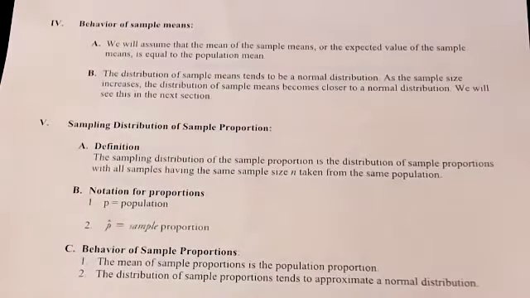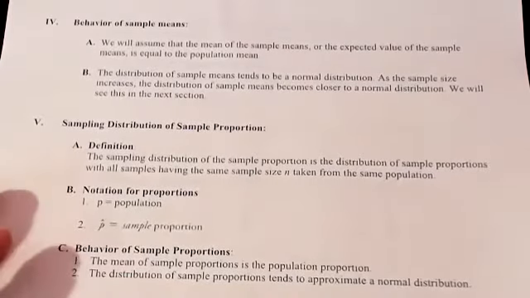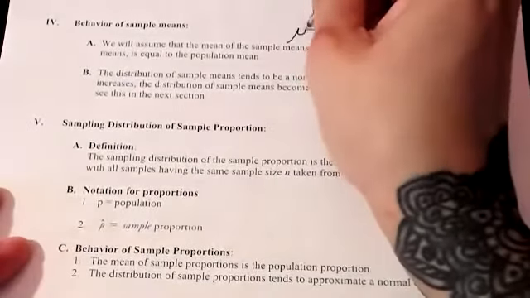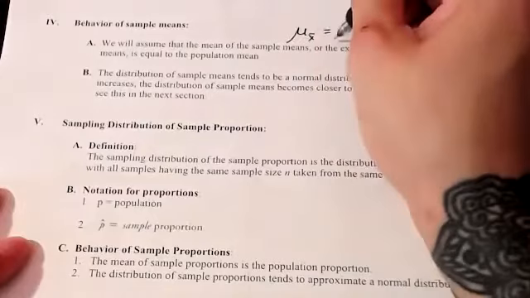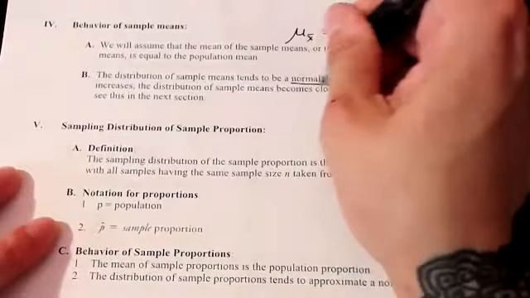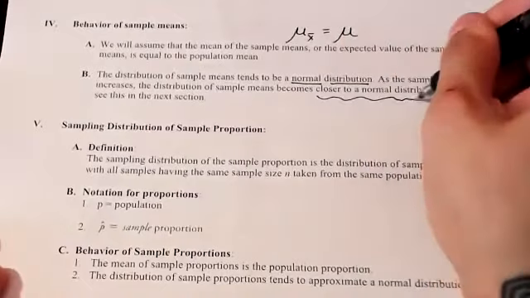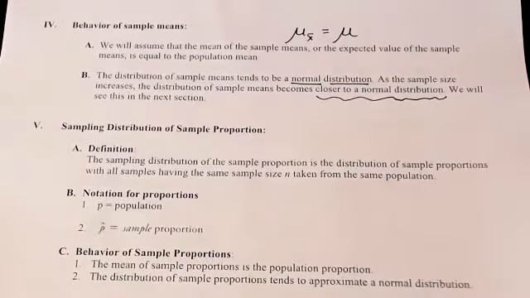Behavior of sample means. We will assume that the mean of the sample means, or the expected value of the sample means, is equal to the population mean. So the mean of the sample means is equal to the population mean. That's very important to note here. The distribution of sample means tends to be a normal distribution. This is very, very important to note. As the sample size increases, the distribution of sample means becomes closer to a normal distribution. So we're going to see this in the next section.